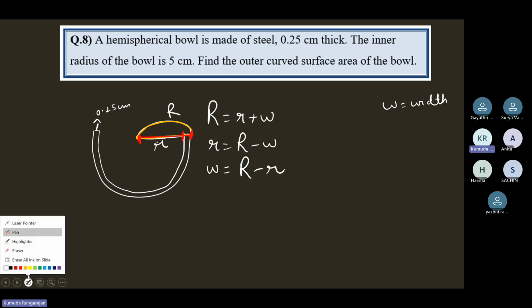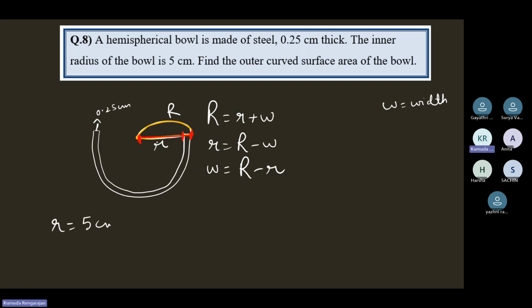All right. So a hemispherical bowl is made of steel, 0.25 centimeters thick. The inner radius is 5 centimeters. So the outer radius will be 5 plus 0.25, that is small r plus W, which is 5.25 centimeters. Find the outer curved surface area of the bowl.